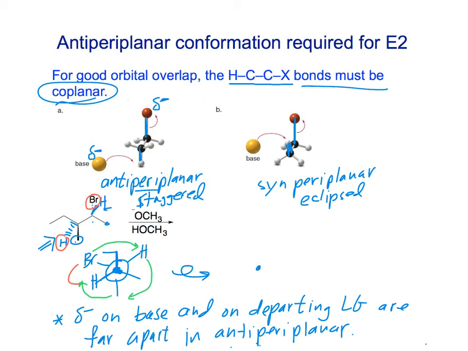The front carbon is just the same. But the back carbon has rotated, the bromine over here, so now it's anti-periplanar to that H. The H rotated down here, and the methyl group rotated over here. All right, so now this bromine and this H are anti-periplanar.